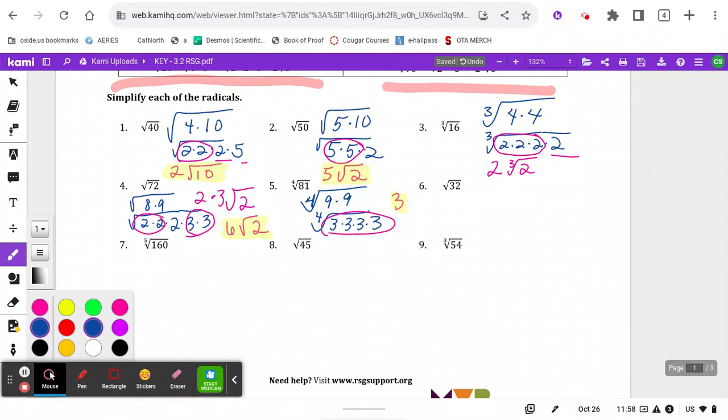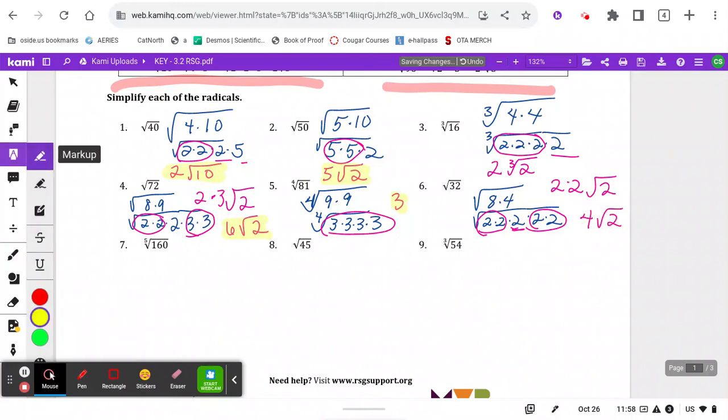Okay, next one is square root of 32. Maybe you think of 8 and 4. Break it down further. 8 is 4 times 2 or 2 times 2 times 2, and then 4. Ooh, it's a lot of 2's. So did you know that 32 was 2 to the 5th? A pair comes out. Another pair takes out a 2, and there's one 2 left underneath. My final answer when I multiply those numbers out front is 4 root 2.